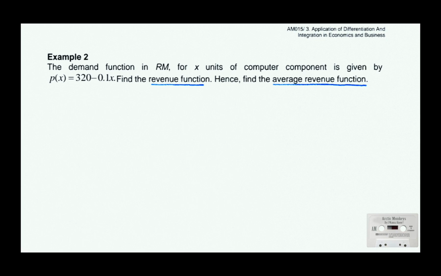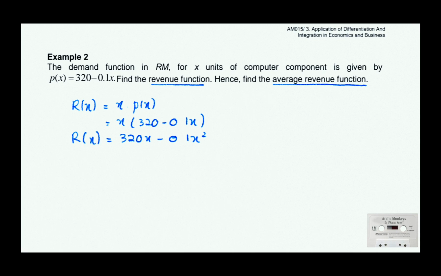So we know that revenue equals x times P of x. So x times P of x is x times 320 minus 0.1x. So what we have? The revenue function is 320x minus 0.1x squared. So that is the revenue function.